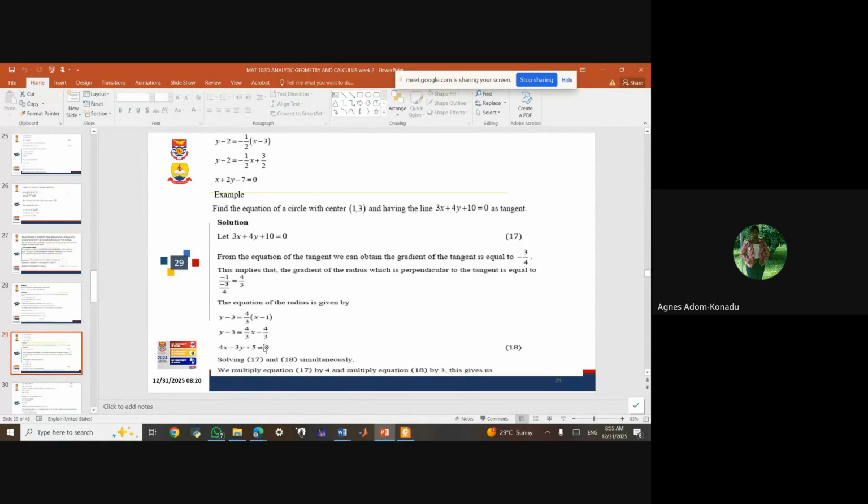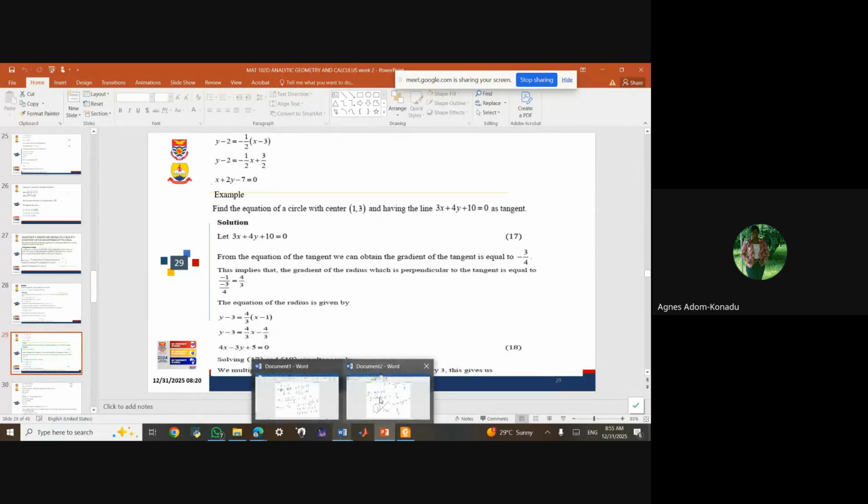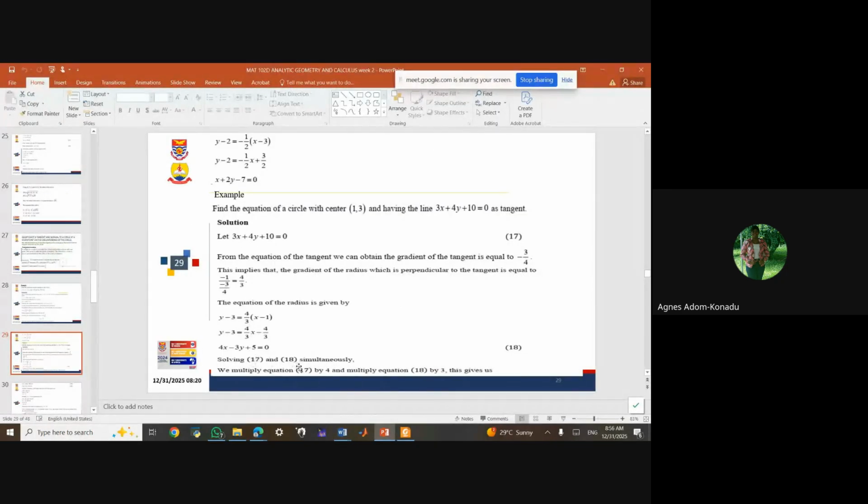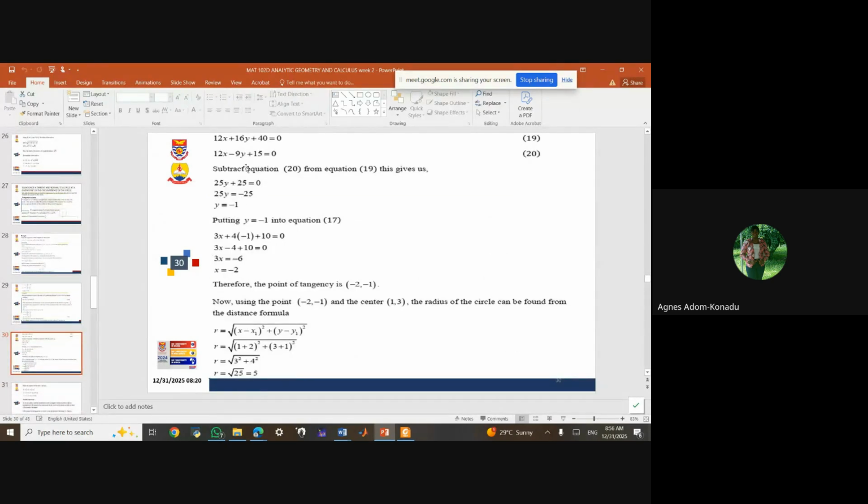Now we want to find the point of intersection, this point. We have the center, and we have the equation for the tangent and the equation for the radius. To find the point of intersection, I have to solve the two equations simultaneously. How to solve it? You can use a calculator, or you can just try to solve. When you solve, you are going to get y to be -1 and x to be -2.